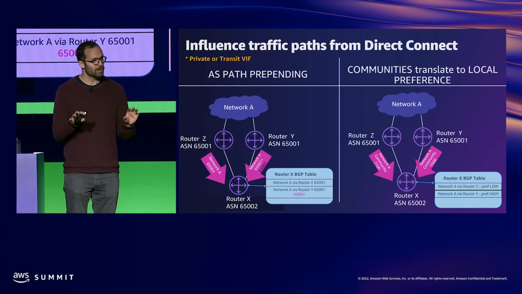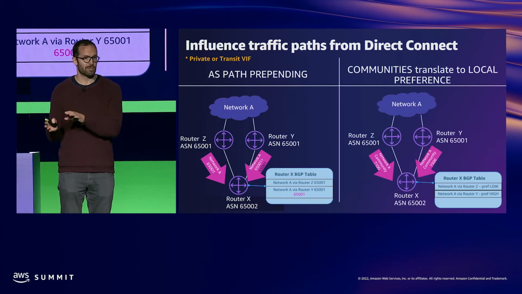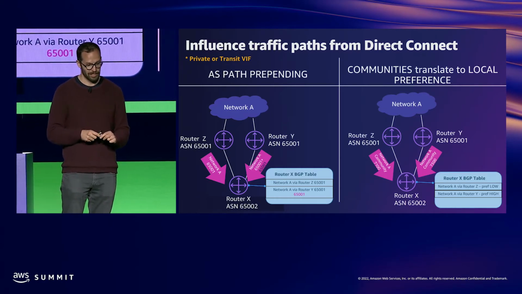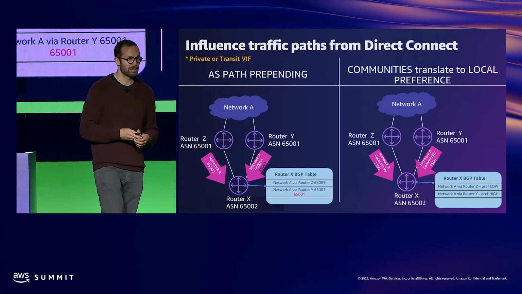And if you configure both at the same time, the way BGP works is it will look at the local preference first and will ignore the path. Only once the local preference is evaluated, then it will look at the path. So if we configure that scenario at the same time, we would still prefer router Y here because that's high preference, even though it has 2 hops.